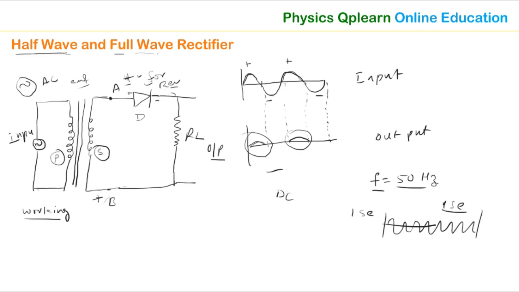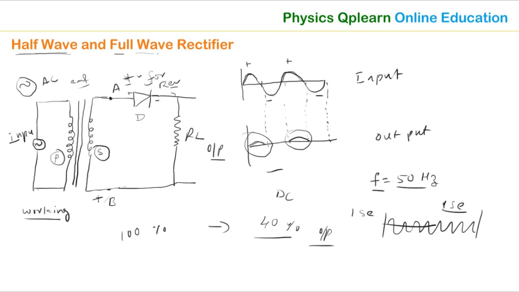DC. But the complete wave is not converted, so the efficiency of this half wave rectifier is only about 40%. If you send 100% AC at the input, it is going to convert only 40% at the output. So this is the half wave rectifier. Are you clear? Next we have to go for the full wave rectifier.